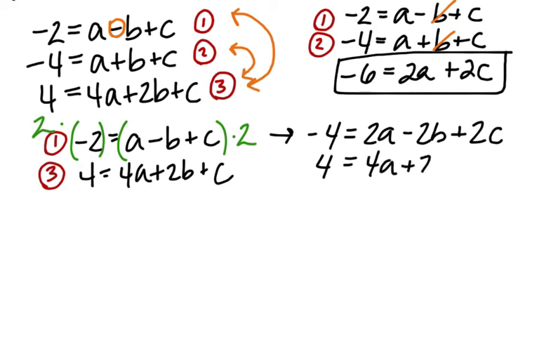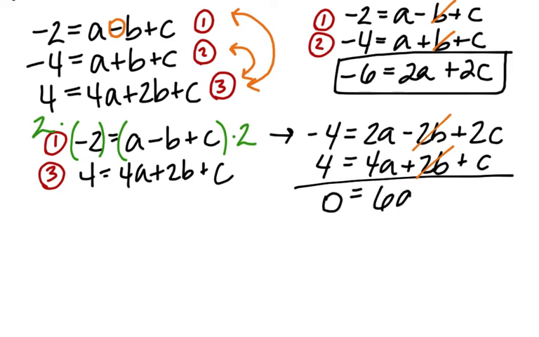I haven't changed it. And now I'm ready to do elimination, because notice that negative 2b plus 2b will equal 0. So negative 4 plus 4 is going to give me 0. 2a plus 4a is 6a. And 2c plus c is 3c. So put a box around this equation. Here's a second equation, and it has two variables. It's in terms of a and c.